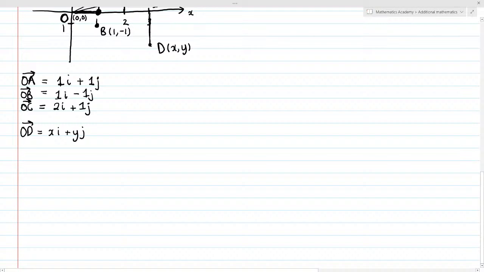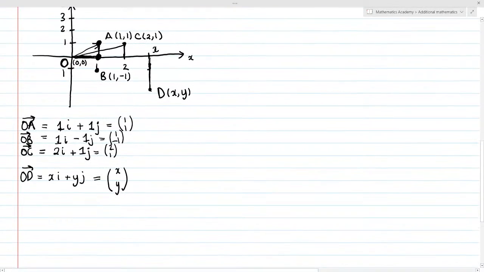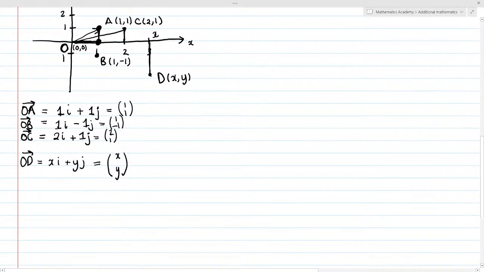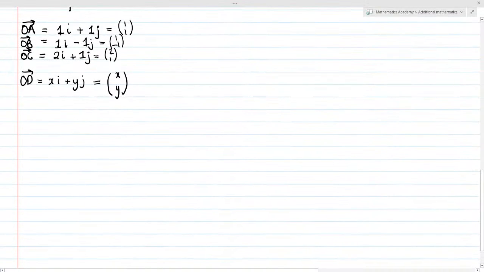And so just to get comfortable with the different types of notation, this is also sometimes denoted as just x, y like this. Also with the ones we had above, we can write this OA as 1, 1, OB as 1, negative 1. Remember, the j part goes down. And OC as 2, 1. So yeah, that's the situation. So that's how vectors work.